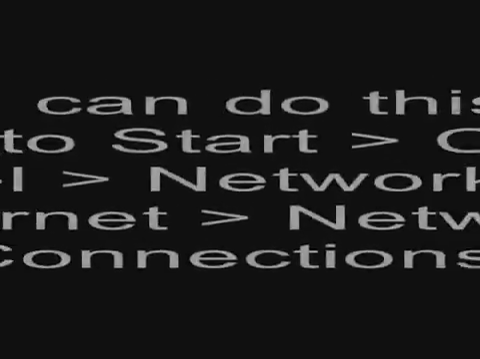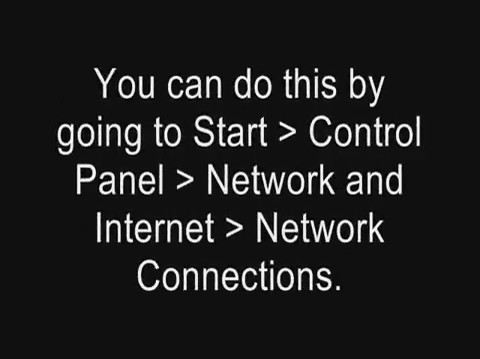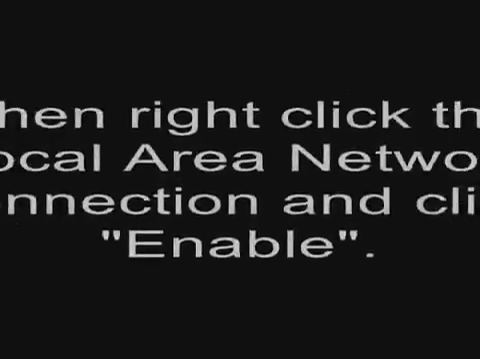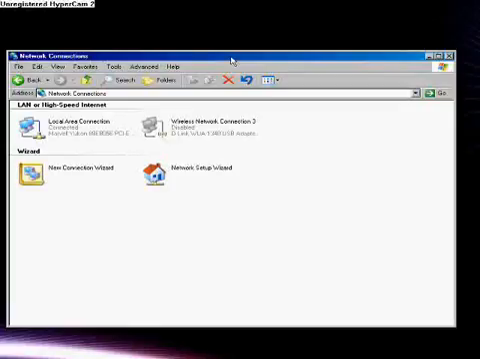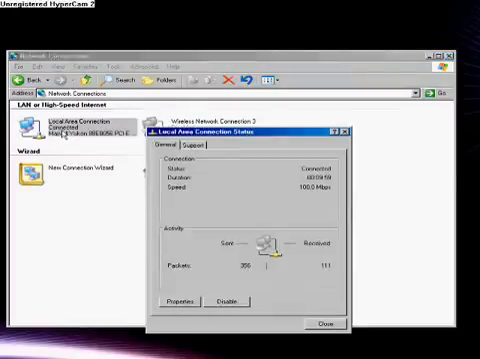You can do this by going to Start, Control Panel, Network and Internet, Network Connections. Then right-click on the local area network connection and click Enable. Accessing the files. For this next step, you will need to know your server's IP address. To do this, follow the steps that I mentioned before to get to your local area network connection. Then double-click on it. It will bring up this status window.